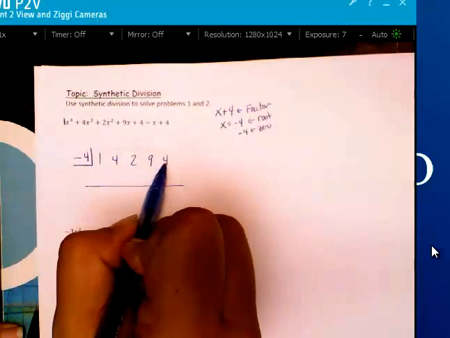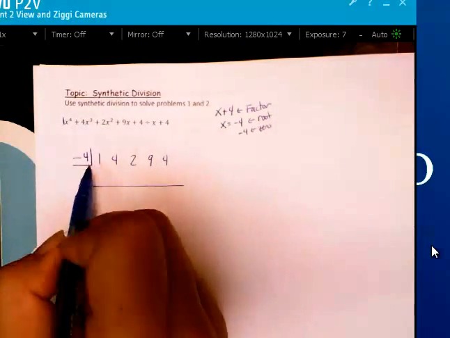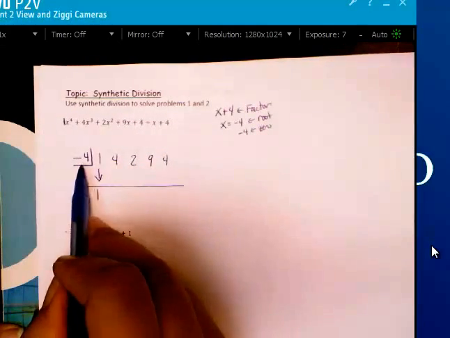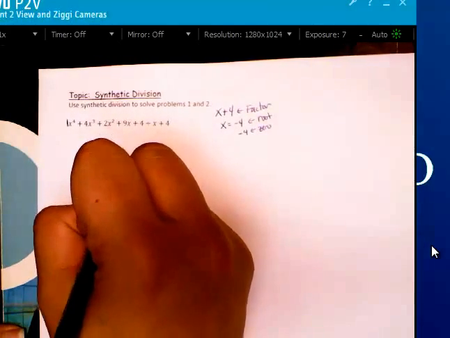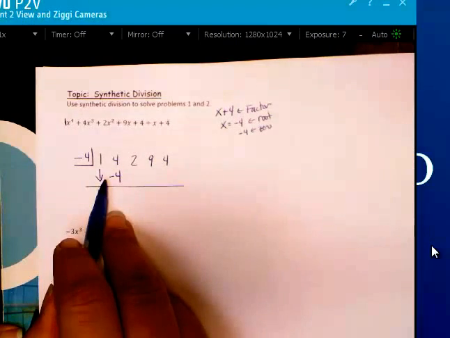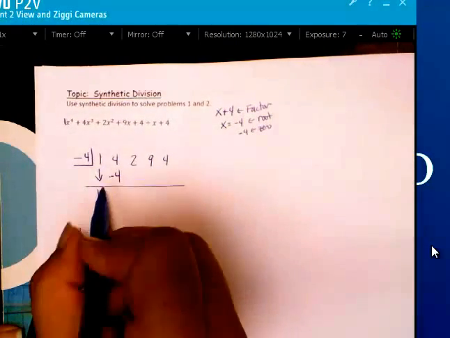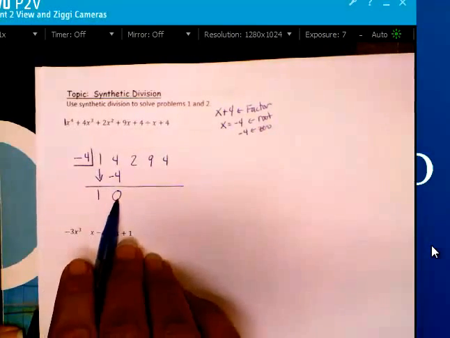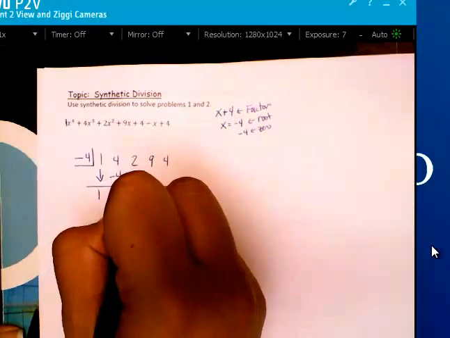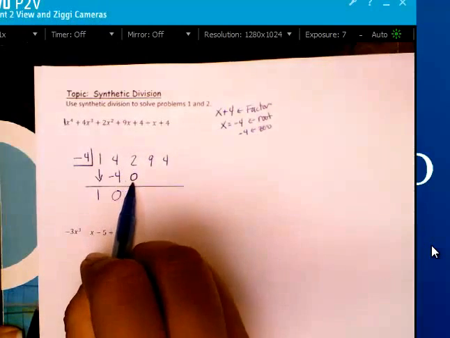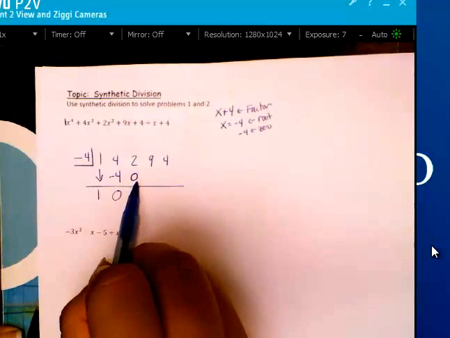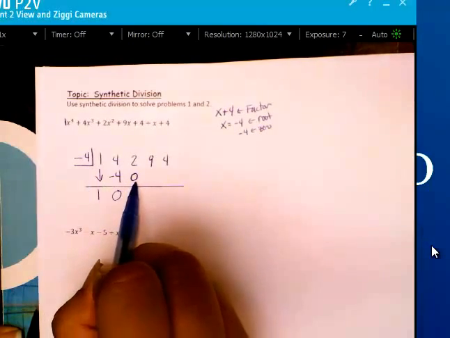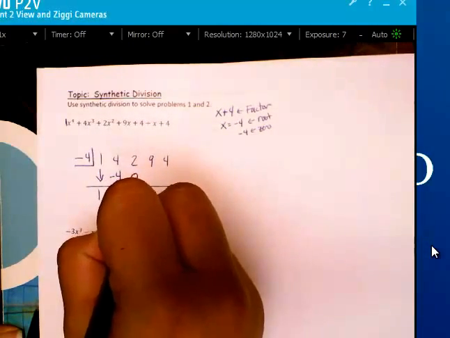Now that we've got these numbers, the process for synthetic division is that we bring down the 1. We do 1 times negative 4, so then we write that underneath the next term. So 4 minus 4 is 0. We just add our columns. Now we do 0 times negative 4, which is 0. Be careful, a lot of times students want to say that 0 times negative 4 is negative 4, but it's not. 0 times any number is still 0. So we add the column, that gives me 2.